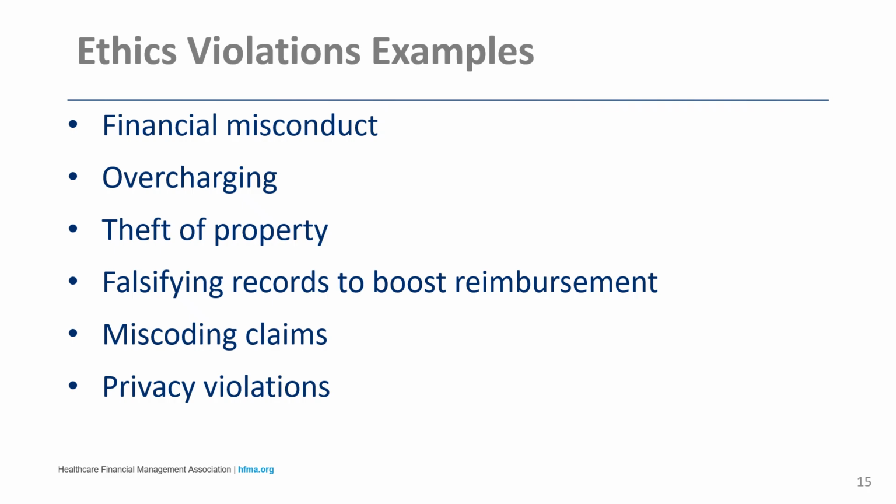Examples of ethics violations that impact the revenue cycle include financial misconduct, overcharging, theft of property, falsifying records to boost reimbursement, and miscoding of claims. Provider policies and procedures should be in place to reduce the risk of these types of violations. However, it is just as important to be aware that an individual's experiences and value system may impact his or her actions and result in non-compliance.